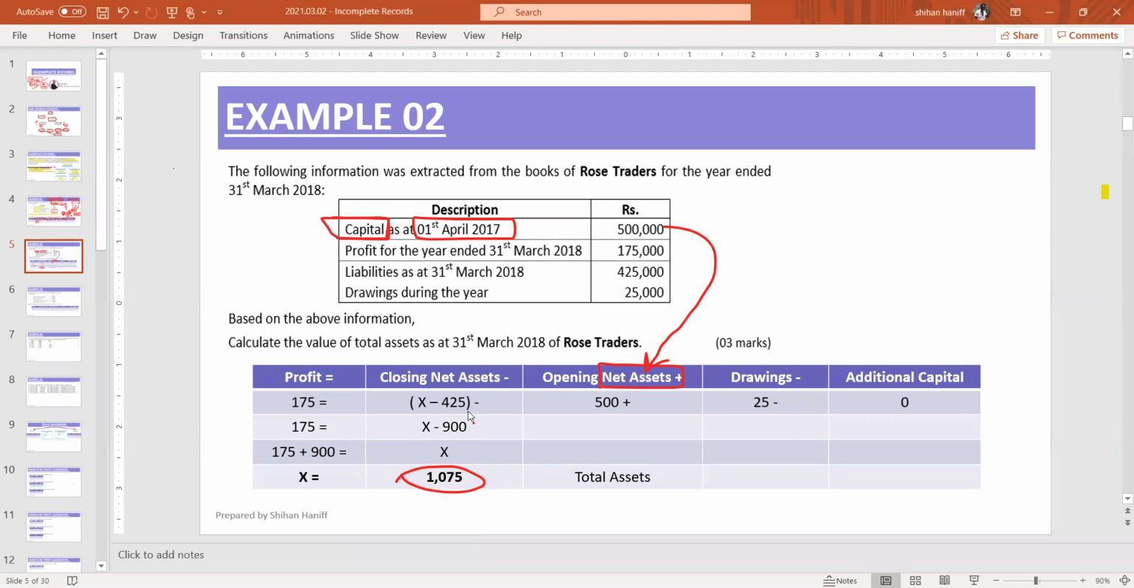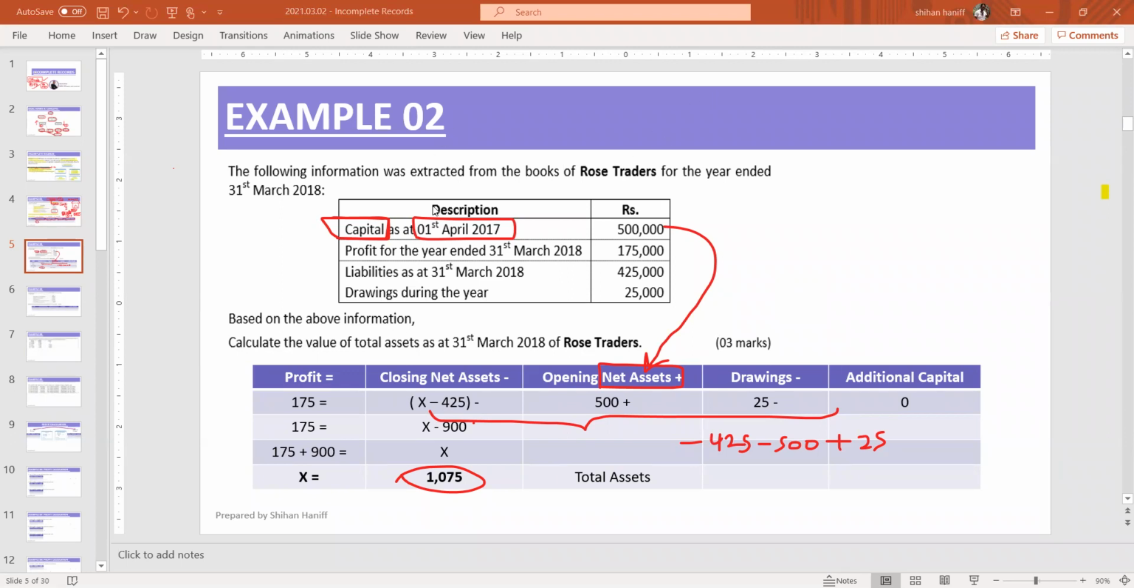$900 is the addition of this. You have minus 425, minus 500, plus 25. Addition of this. Any other doubts? Right. Let's do the next question.